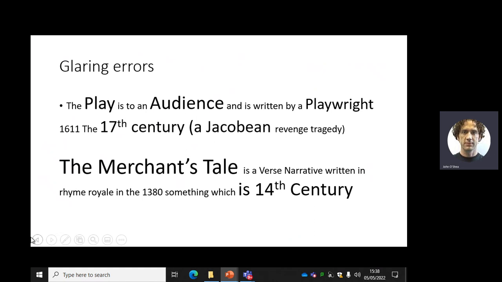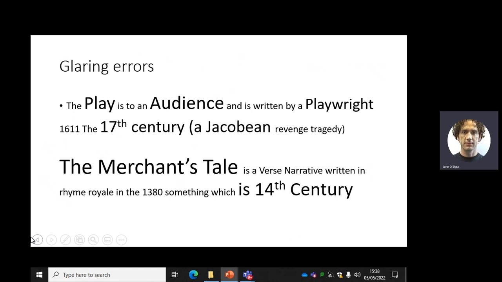Okay, let's talk about glaring errors. This really annoys the examiners. Examiners could be retired teachers earning their summer holiday money, right? And they always think, oh, standards have gone down because I'm not teaching anymore. Don't make these glaring errors. It's a play to an audience. People often talk about the book to the reader. Don't do it. It's a play to an audience.